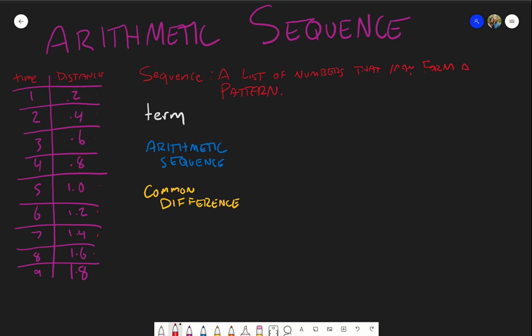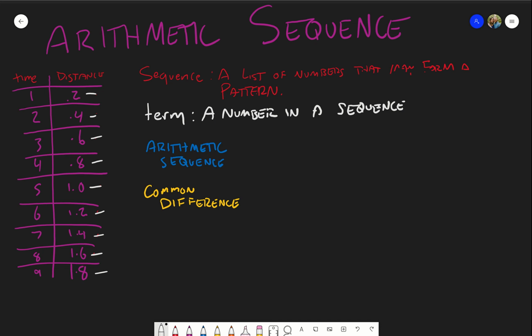Now a term is a number in a sequence. So each value in this sequence, 0.2, 0.4, 0.6, 0.8, 1.0, 1.2, 1.4, 1.6, 1.8, those are all terms. Each one of those is a term, and this list can go on forever and ever because we know the pattern, and so we can know that these terms are going to be repeating themselves over and over again.